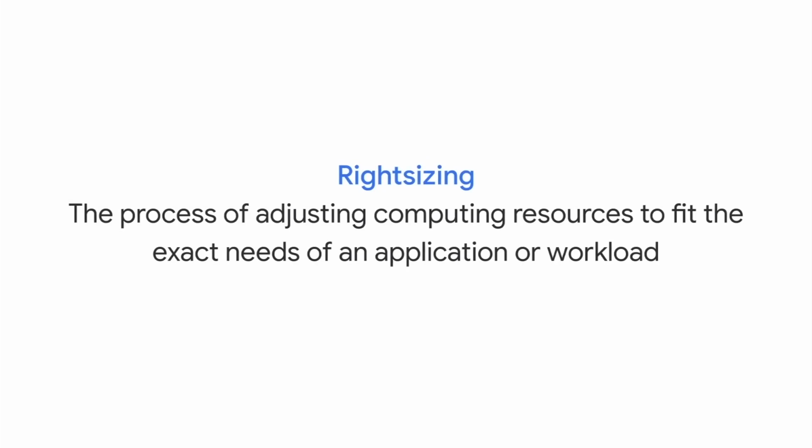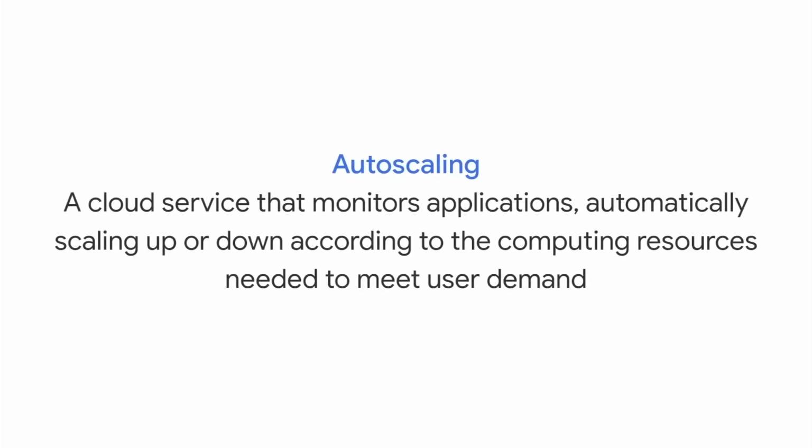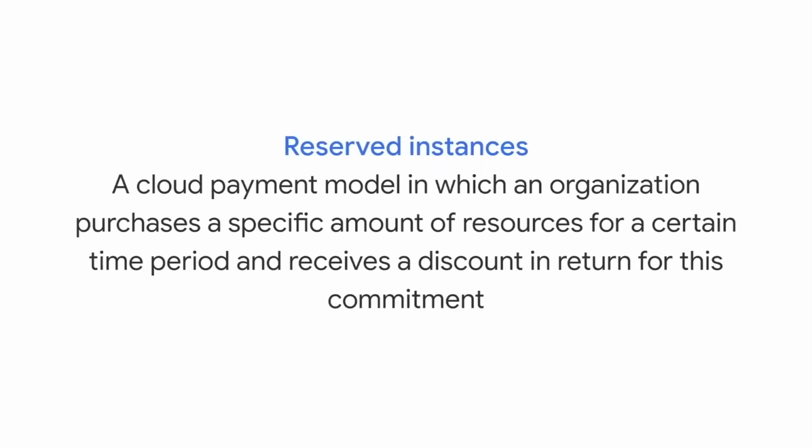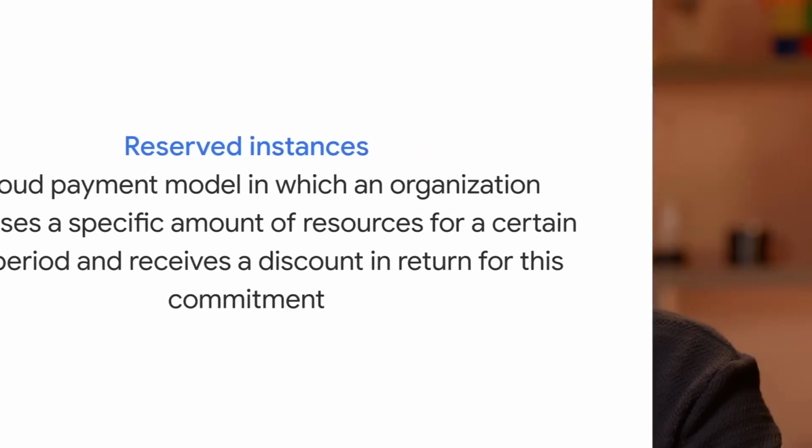First, right-sizing. This is the process of adjusting computing resources like processing power and storage to fit the exact needs of an application or workload. This optimizes usage. Similarly, auto-scaling is a cloud service that monitors applications, automatically scaling up or down according to the computing resources needed to meet user demand. Finally, reserved instances is a cloud payment model in which an organization purchases a specific amount of resources for a certain time and receives a discount in return for this commitment.